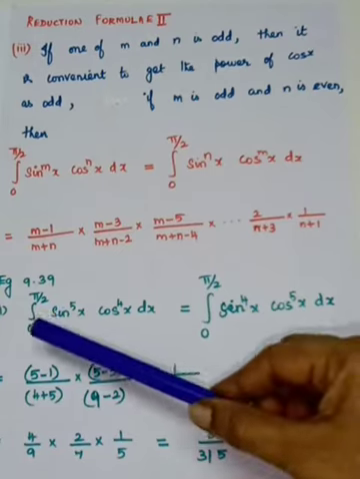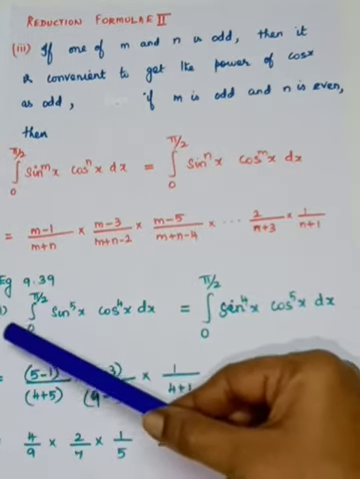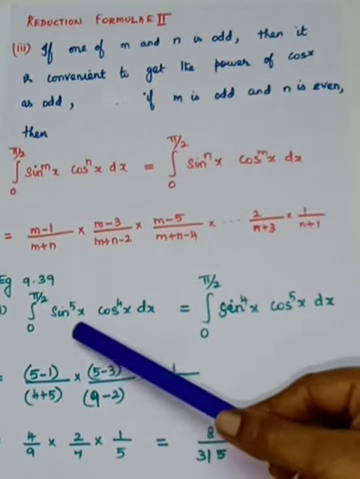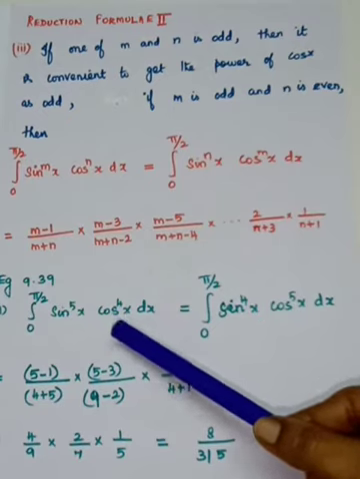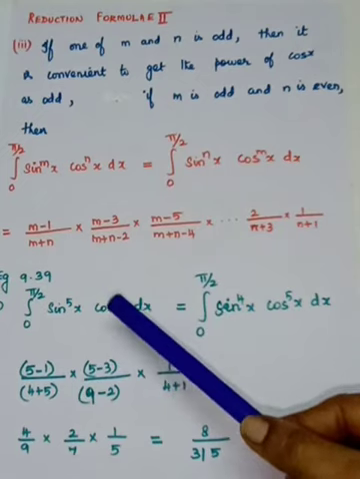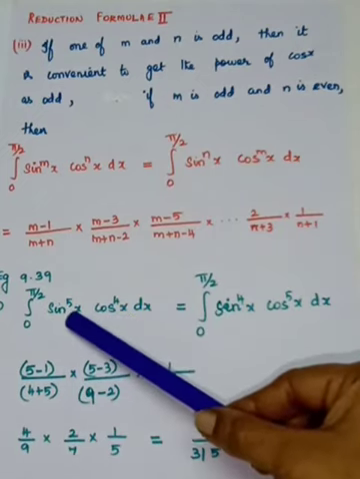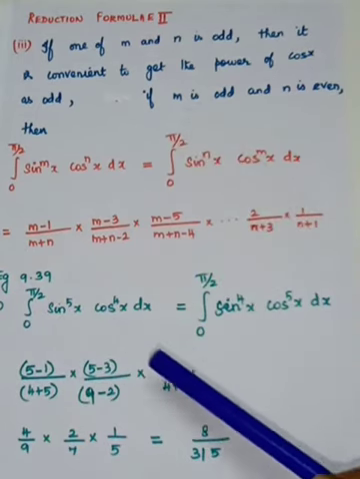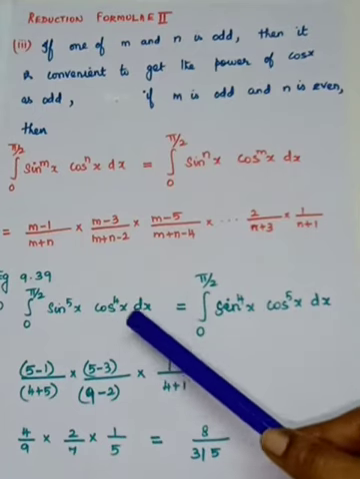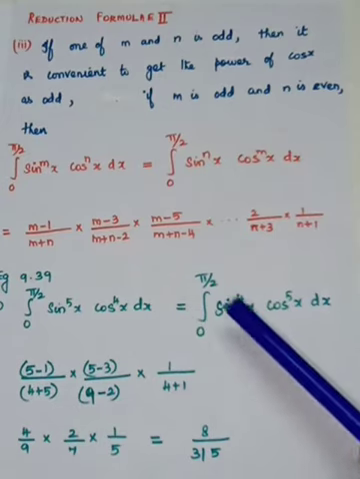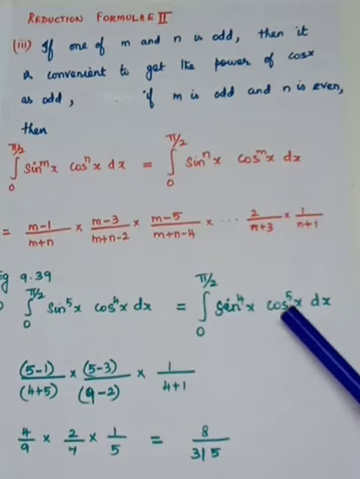Look at this example 9.39 first subdivision. Integral 0 to pi by 2 sine power 5x cos power 4x into dx. You look at this, the power of cos x is even, but the power of sin x is odd. So any one power is odd. It is convenient for us to bring the power of cos x to be odd, so I have interchanged the powers: sine power 4x into cos power 5x.